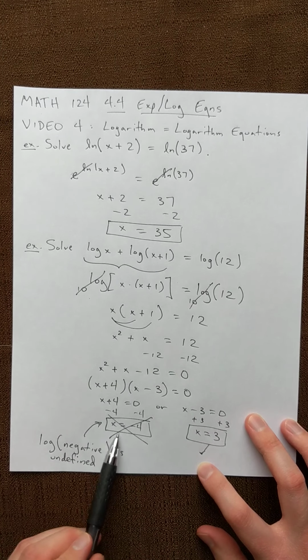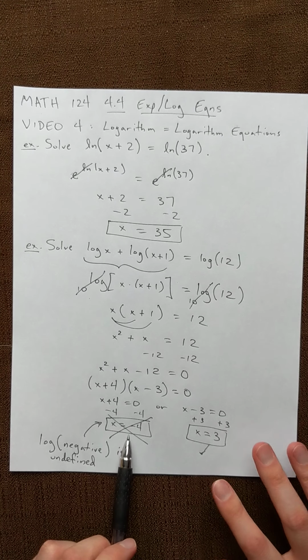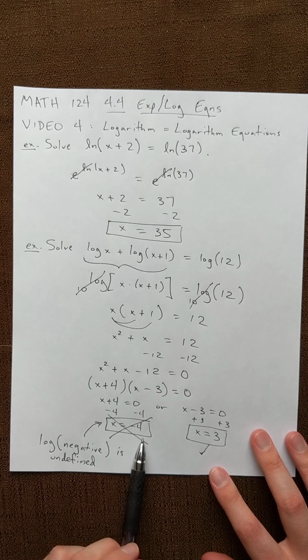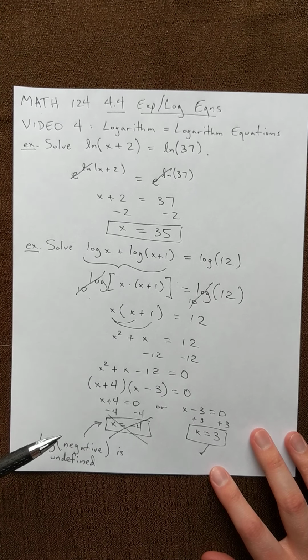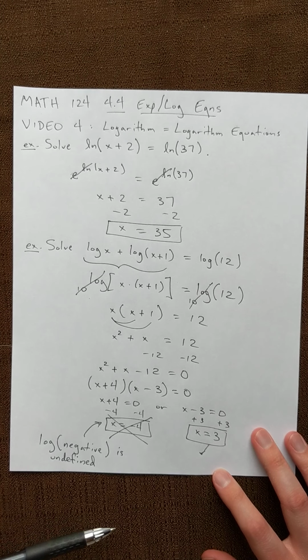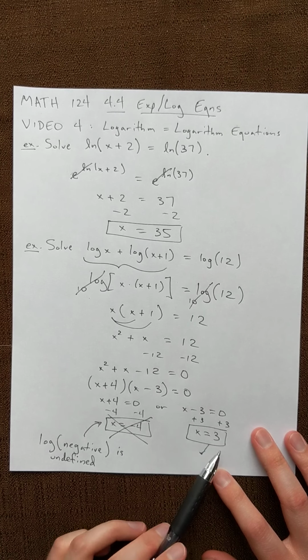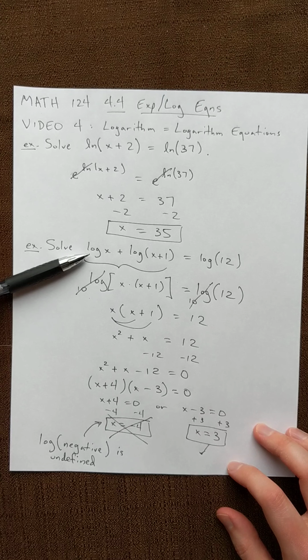We've talked about solutions like this way back when. It's called an extraneous solution. It's a solution that pops up from the way we solve the problem, but it doesn't actually satisfy the original equation. So it's like a fake solution. So we only get one answer. And again, the moral of this whole video is that when you start with a log equation, make sure you're checking your answers.